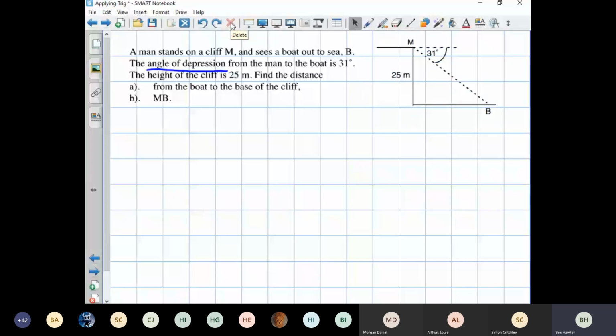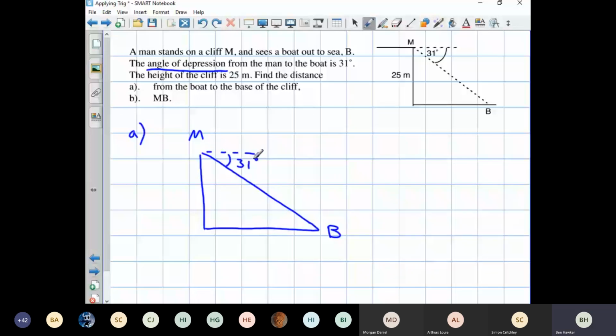So we've got our angle of depression. M is standing on the edge of the cliff. B is where the boat is at the bottom in the sea. Once again, we're just going to draw our triangle. So we've got M. Now we need to be careful here, because the angle we've been given is 31 degrees. So the angle that we need to use is what makes up the right angle, which is going to be 59 degrees. And then I know that this is 25, not 25 degrees, 25 meters.